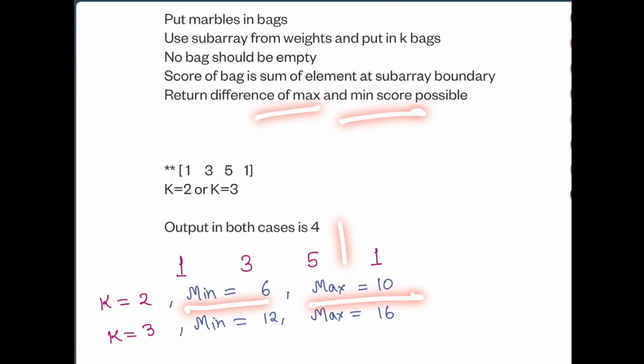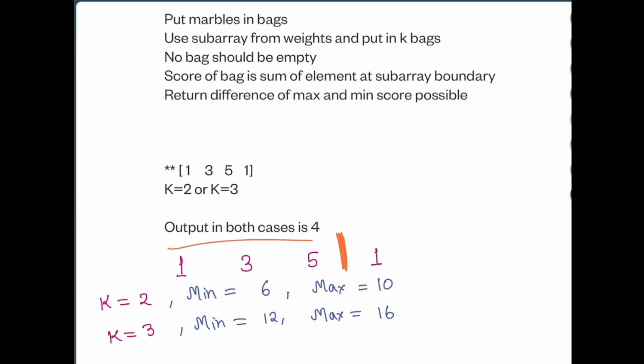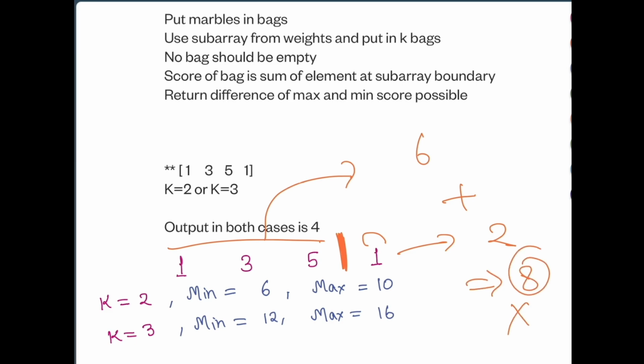If you try to break it at some other point, you will find that you are not getting some other values. You can try it with some other point like this. You can try to break it at this point, create two such subarrays, and then you will find that the value for this one is 2, the value for this one is 5 plus 1 is 6, 6 plus 2 is 8. 8 is neither minimum nor maximum, right? We have a minimum possibility of 6 and a maximum of 10, so we are going to ignore this case.